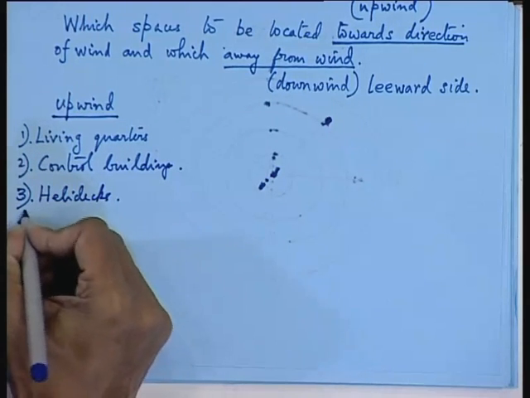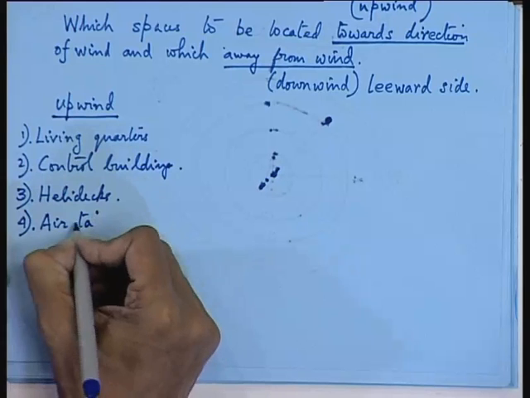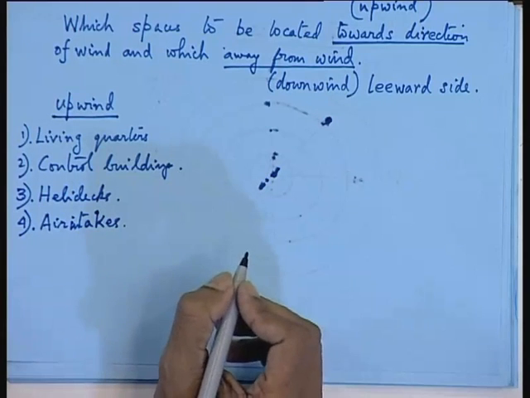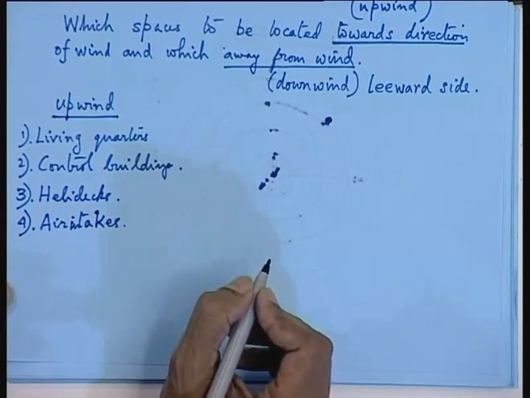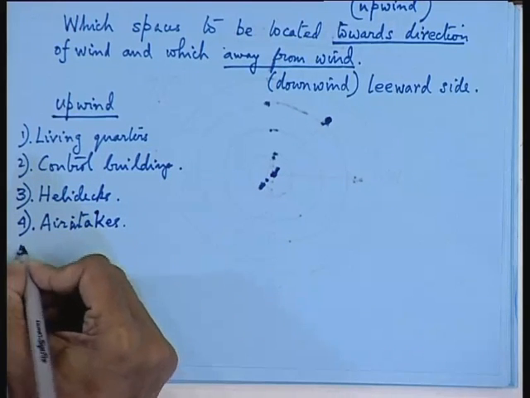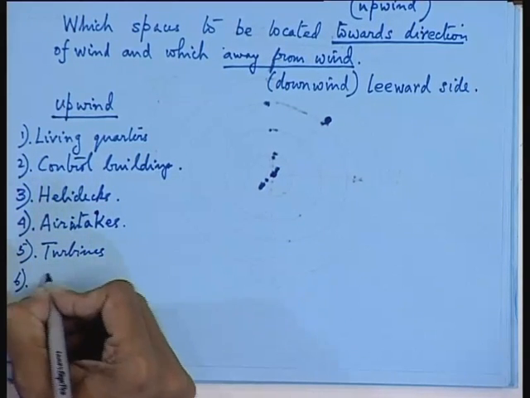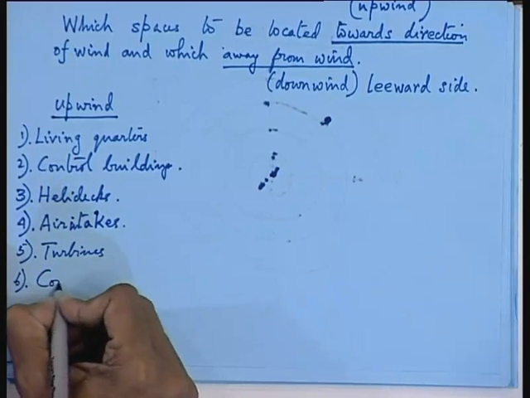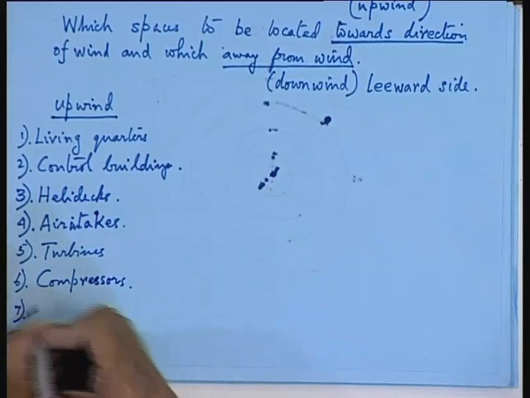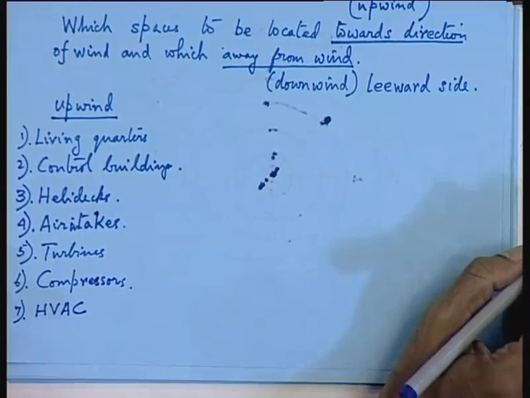Air intakes, sorry, this is air intake for your ventilation pumps, ventilation levers. So, those are air intakes. Then turbines, compressors, you have compressors, all these will be positioned upwind. Then number 7 is HVAC, heating, ventilation and air conditioning equipment.